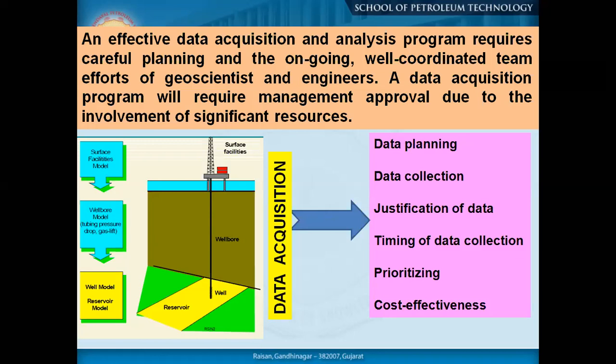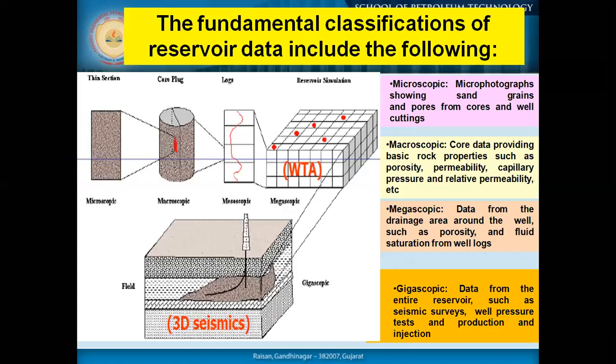Before we acquire the data, we require the planning, data collection, justification of data, then timing of data collection. Because if you wanted to collect a whole core, and you drill that zone, you won't be able to collect it. So well before, you need to give the requirement, that I want to collect whole core samples from this zone. Then you need to prioritize also. Prioritize means each and every case we need to see. Then this part I have already shown you.